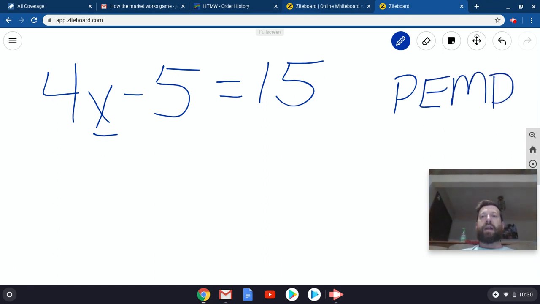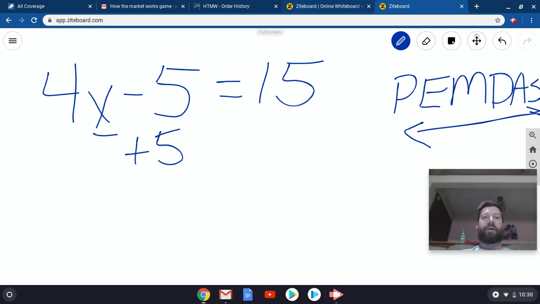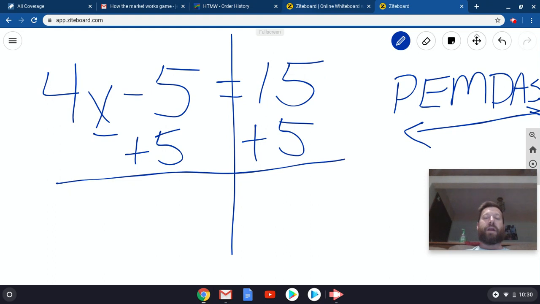So I'm going to go ahead and write PEMDAS over here at the side, and I'm going to work it backwards. So instead of going from P to S, I'm going to go from S to P. So I'm going to ask myself, is there any subtraction? Yes, there is. Right here is subtraction, and I'm going to do the opposite of subtraction, which is plus 5. If I do it on the left side of the equal symbol, I do it on the right side, 15 plus 5.